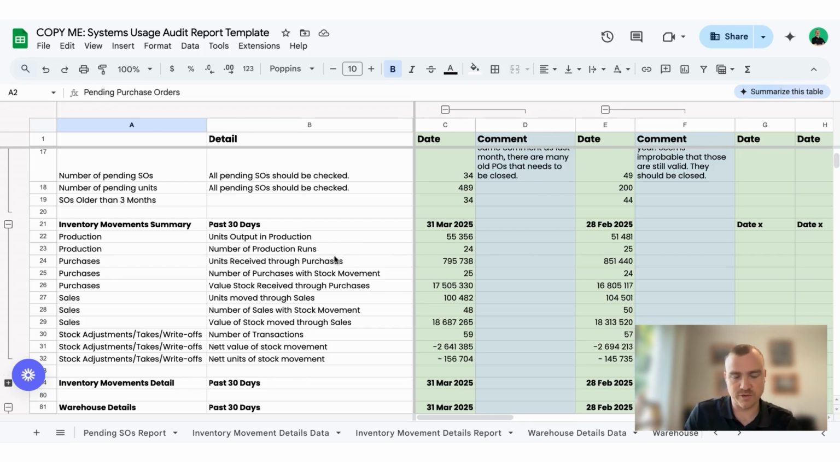And the same counts for the number of production runs. If you've got a figure, then you know more or less how many that needs to be.